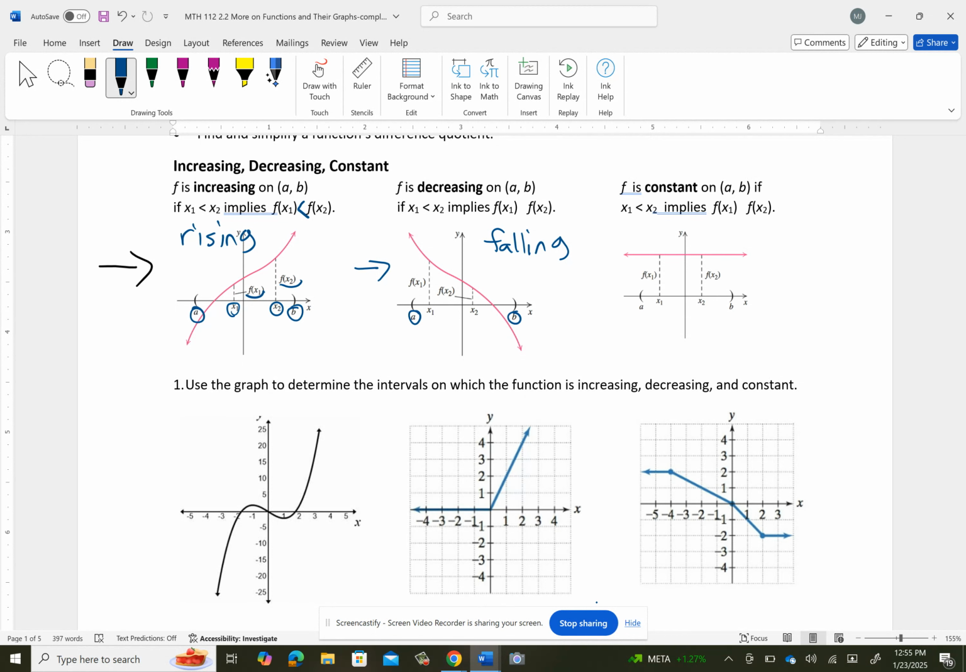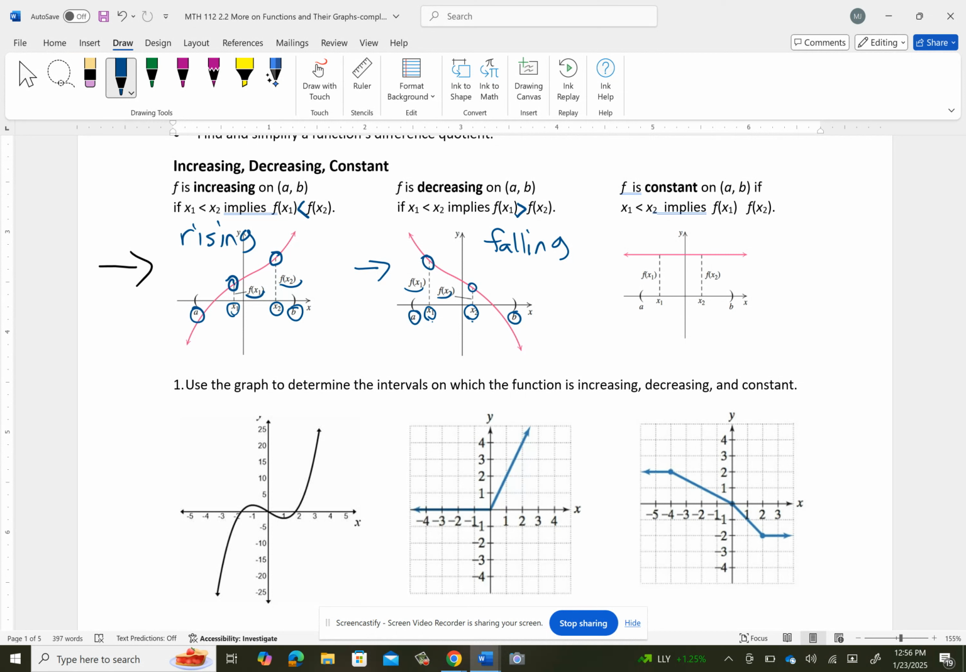If x1 is less than x2, meaning x1 is to the left of x2, notice the corresponding y values. See how the y value for f of x1 is actually taller, greater than the y value for x2. On the previous graph, the y value for x1 was less.